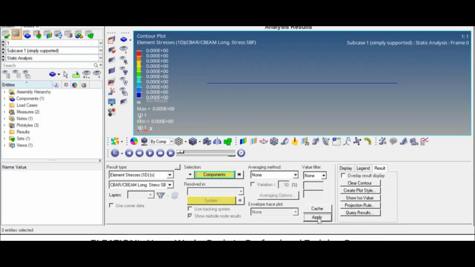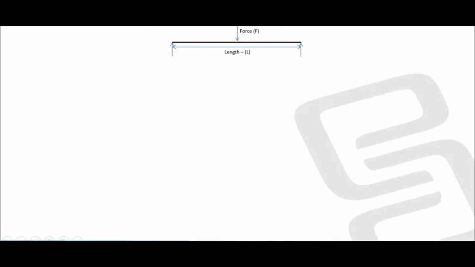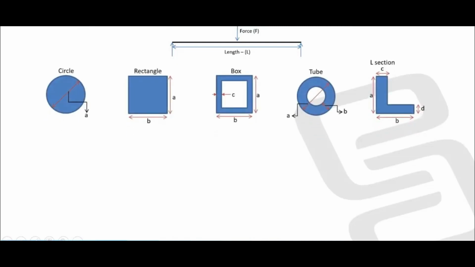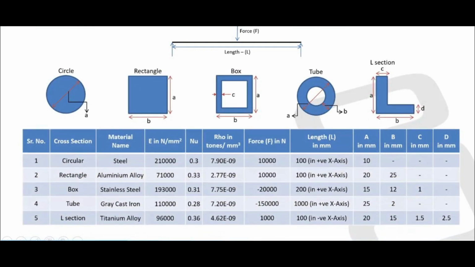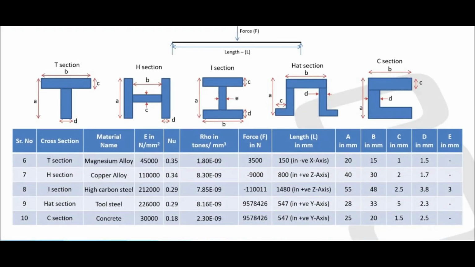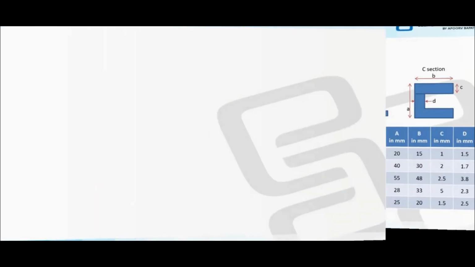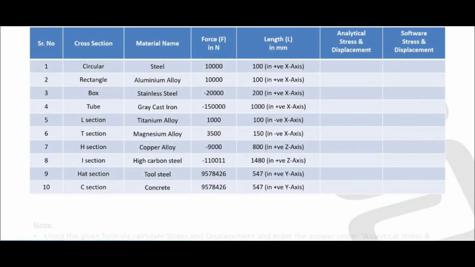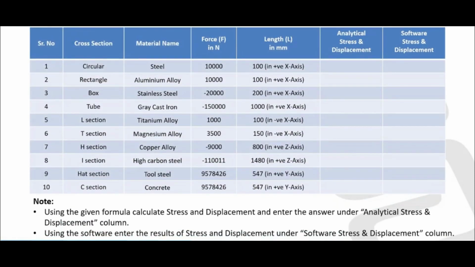Now I am going to show you the homework. So for homework, you have to solve a similar problem of a beam. The length, force and the cross sections are going to change. So here are the first 5 sets of problems. Second set of problems, for a total of 10 problems. Now while you solve the 10 problems, make sure you calculate the stresses and displacements both analytically and in the software, and input the values in the last 2 columns. This is just to verify the results.